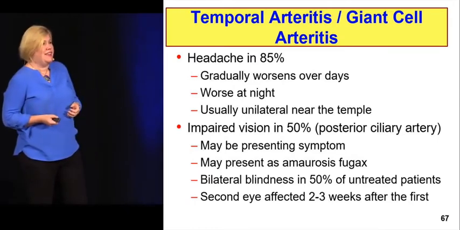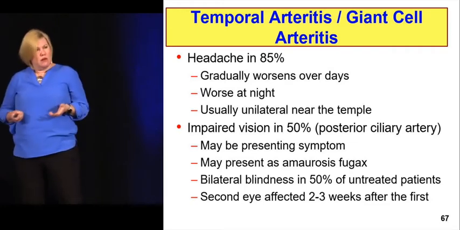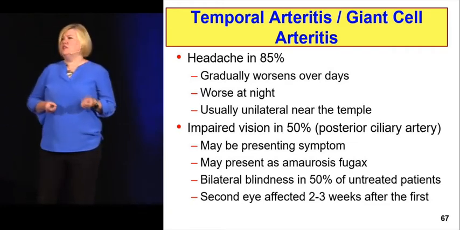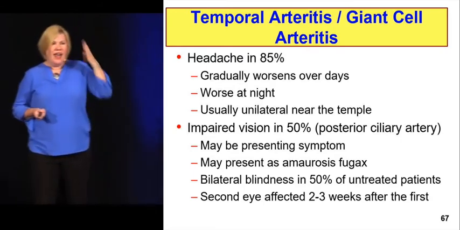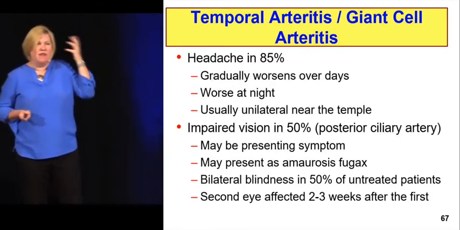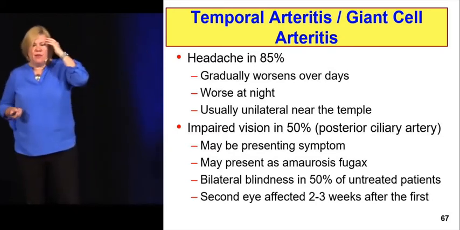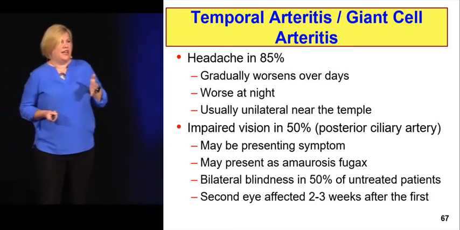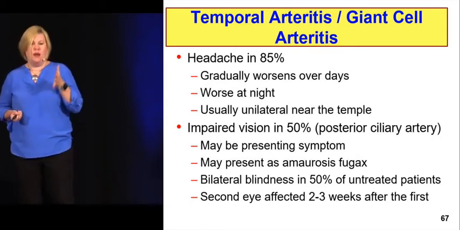Another vision-threatening thing that is an emergency is giant cell arteritis, temporal arteritis of the eye. So this is in your older patients, often presenting with a unilateral headache. The headache's been gradually getting worse. It's often classically described as worse at night, unilaterally over the temple. And up to half of them, when they present, will have some degree of impaired vision. But this is a vision-threatening emergency.